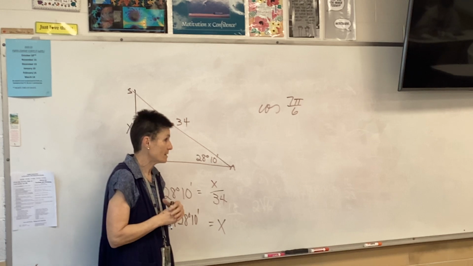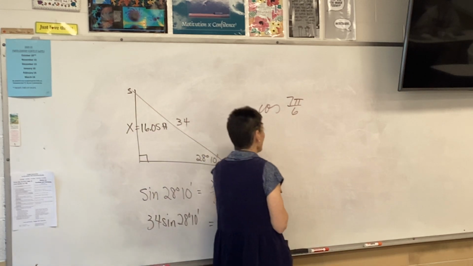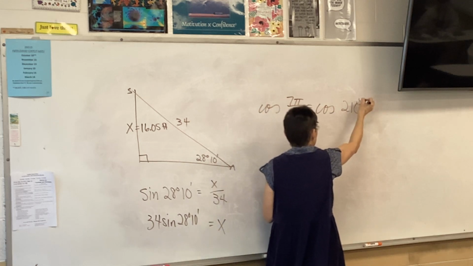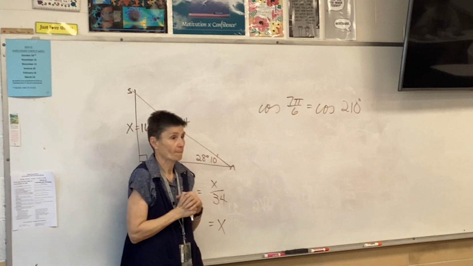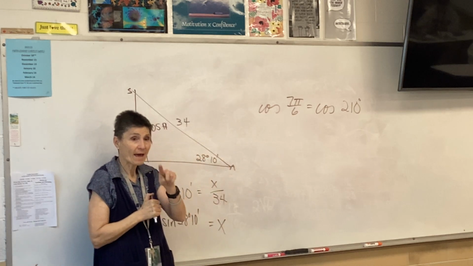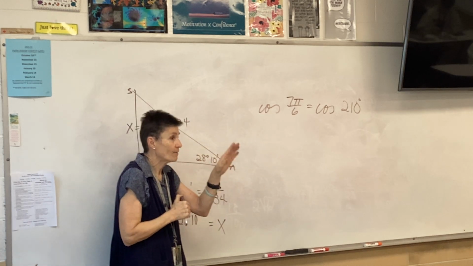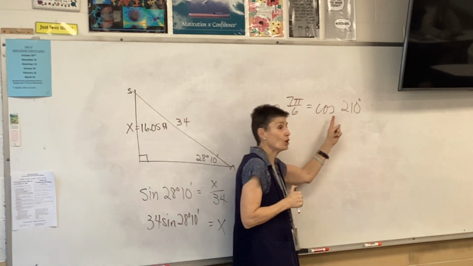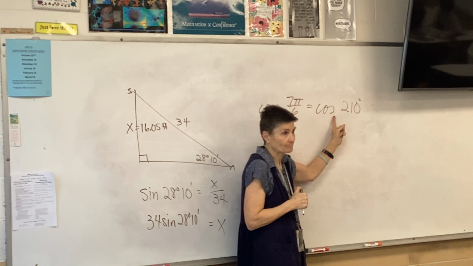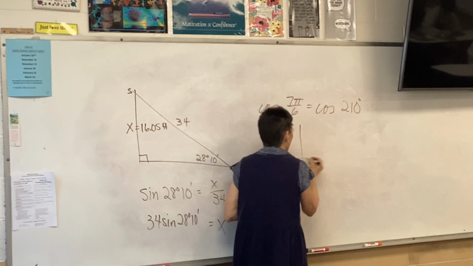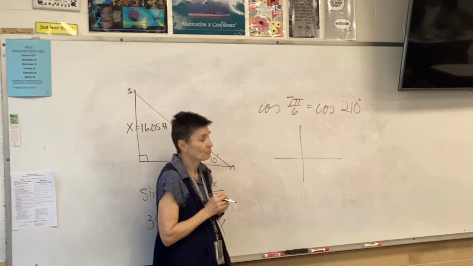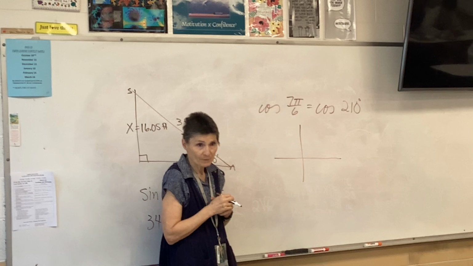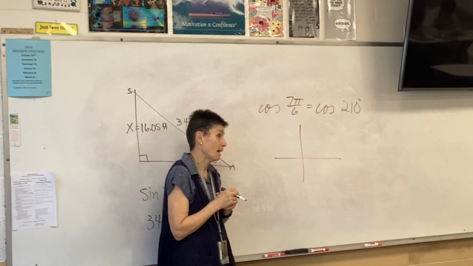Pi is 180, so 7 pi divided by 6 is going to be 210 degrees. That is not the answer. I need to find the cosine of that. So I need to draw a picture of 210 degrees, then make a triangle and find adjacent over hypotenuse.